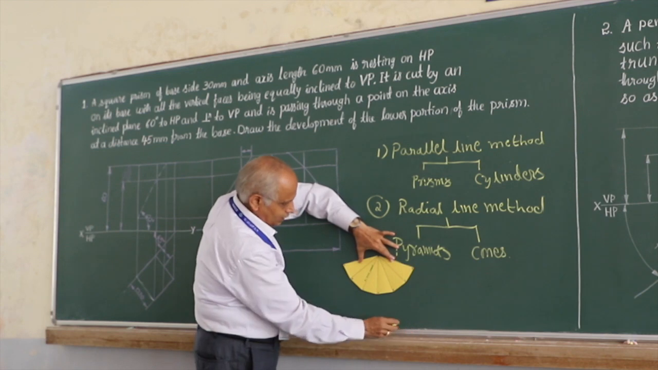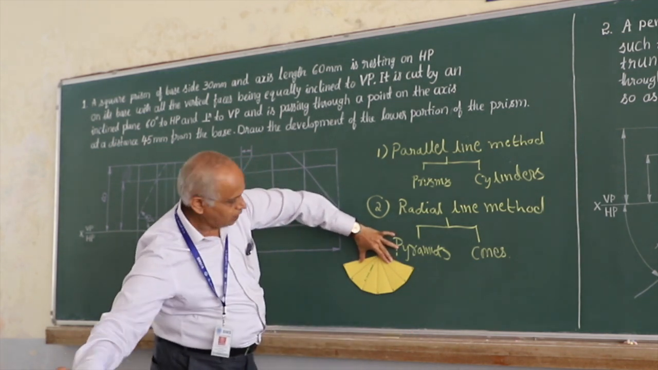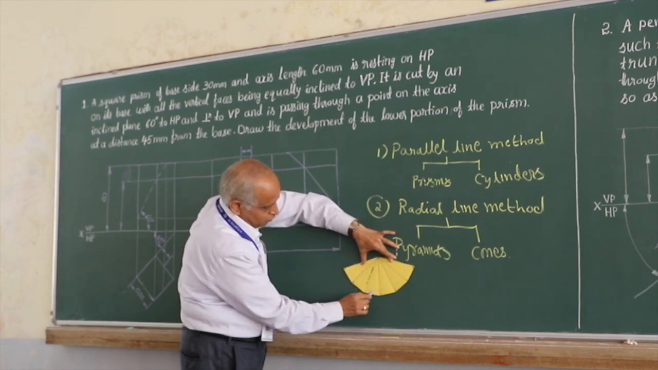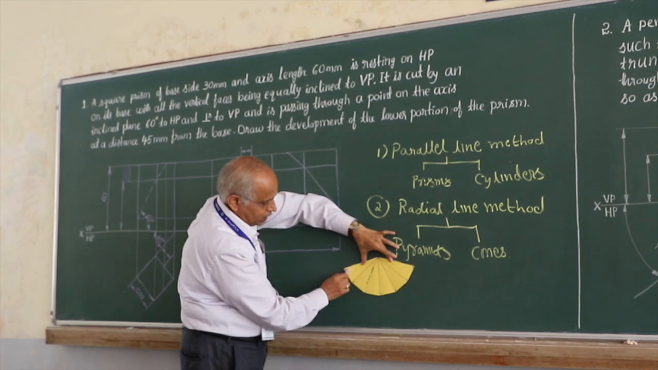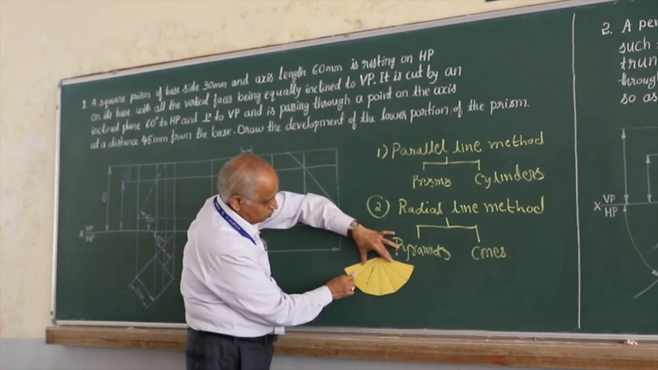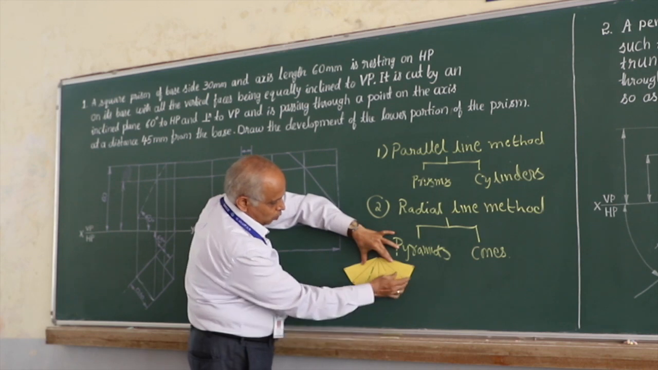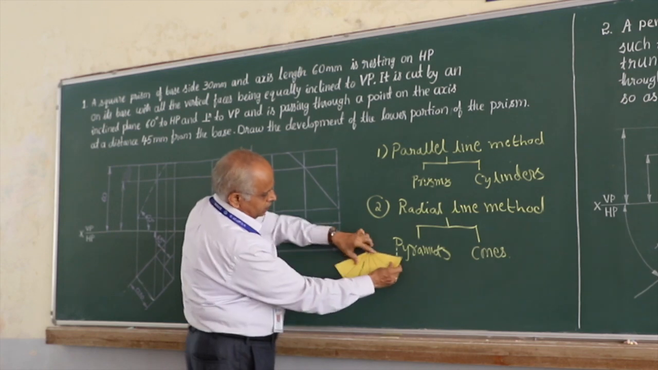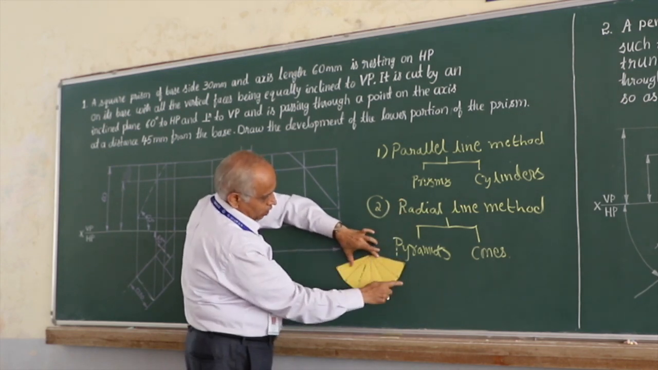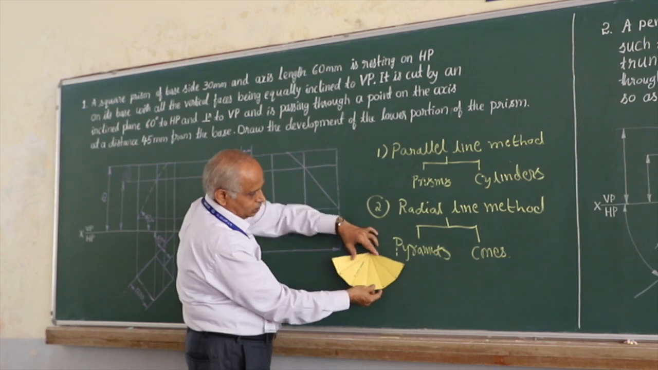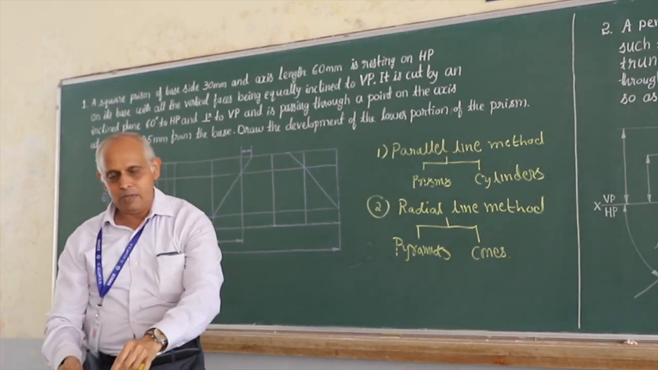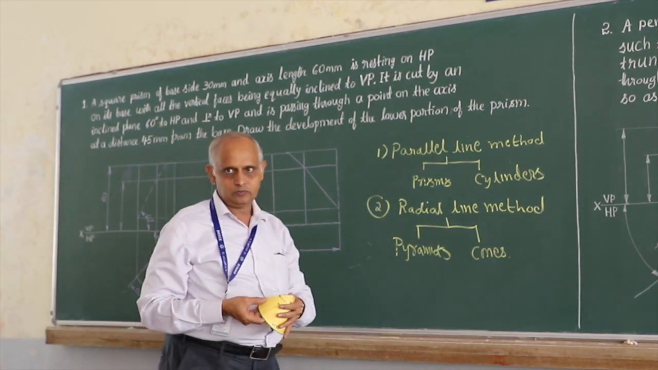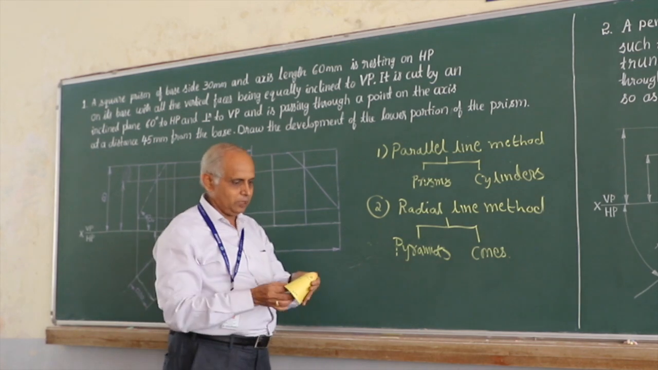Therefore, these lines are the radial lines, and it consists of a number of triangles. Since it's a hexagonal pyramid, there are 6 triangles, and if it's a triangular pyramid, there will be only 3 triangles, so that when you fold it back, you are going to get the relevant object. Remember, in here, unlike the parallel line method, these are all radial lines, and therefore this method is called the radial line method. The same is applicable to cones also.